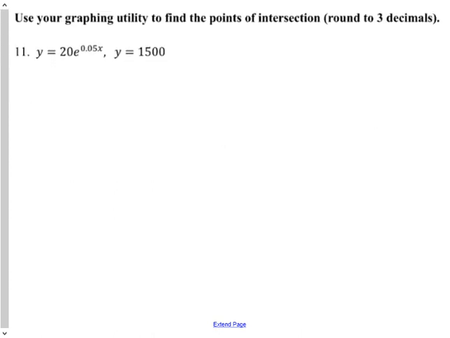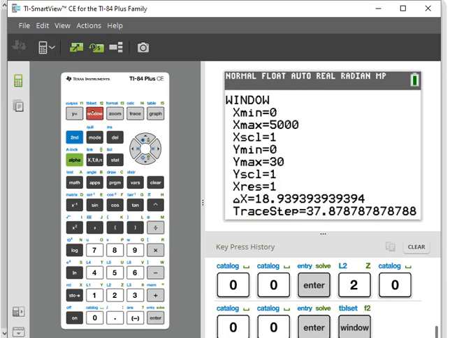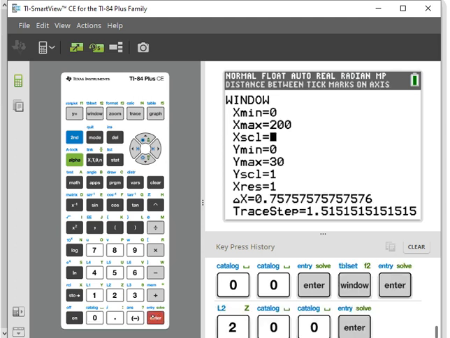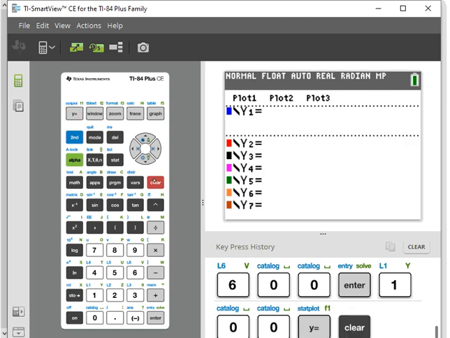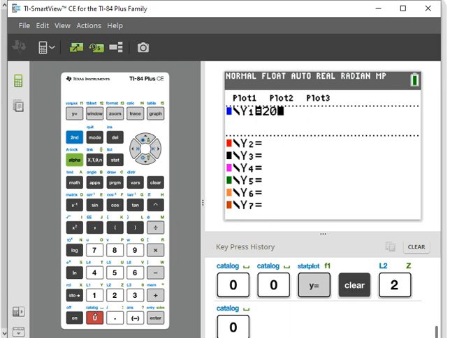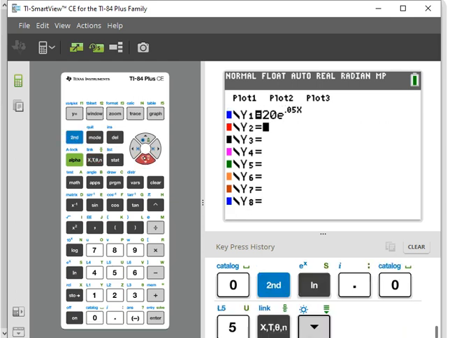Last graphing thing, using your graphing utility, find the intersection of 20e to the 0.05x and 1500. So this time, we'll guess it's within the first 200, so we go from 0 to 200. Our y value is 1500 on the other one, so I just need a little bit above that. We'll call that 1600. I generally don't fill in a lot of these other values because they're just little tick marks on the graph. Not a huge deal to me. We've got 20e to the 0.05x, and then we've got 1500.